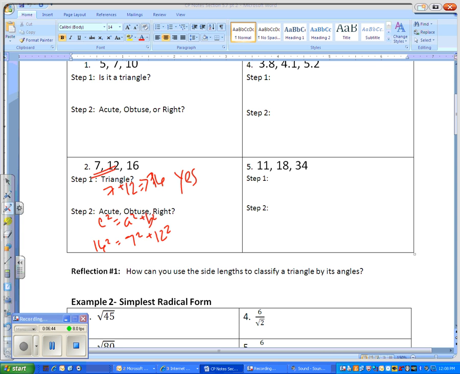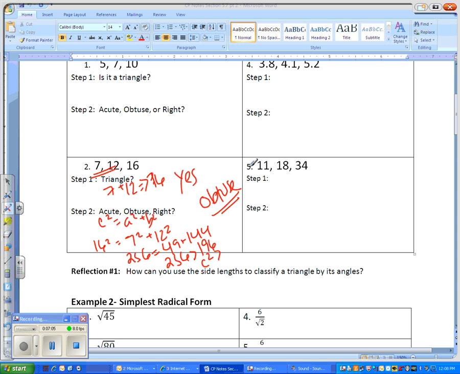16 squared is 256. 7 squared is 49, and 12 squared is 144. 144 plus 49 is 193. So 256 is greater than 193. So when c squared is greater, that means it's going to be obtuse.